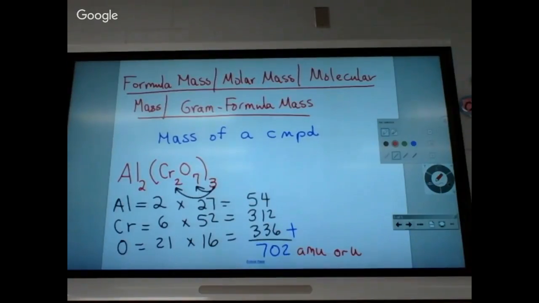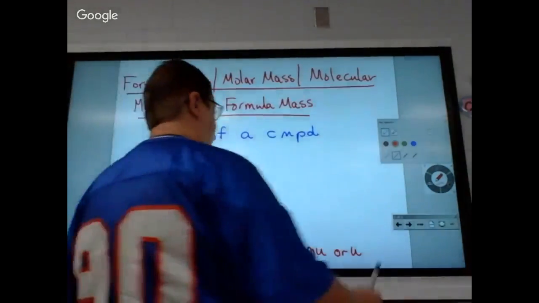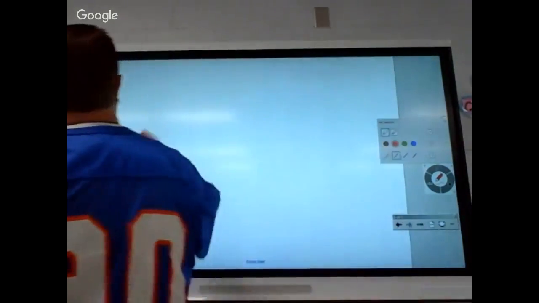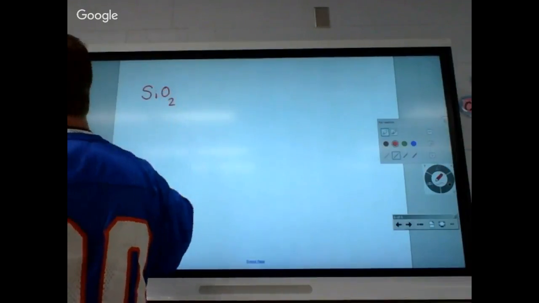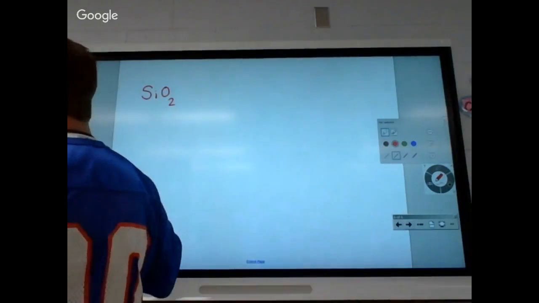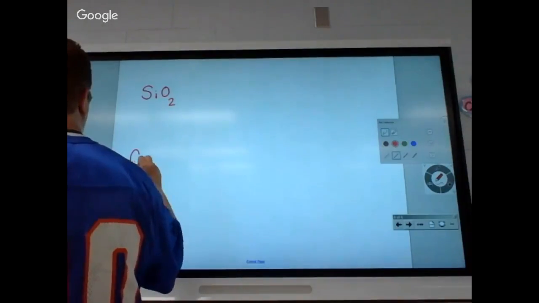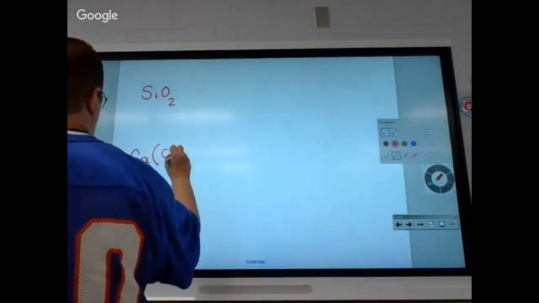Can we try one by ourselves? Sure. I'm all about letting y'all do something by yourself. How about y'all do SiO2 and we do calcium perchlorate.